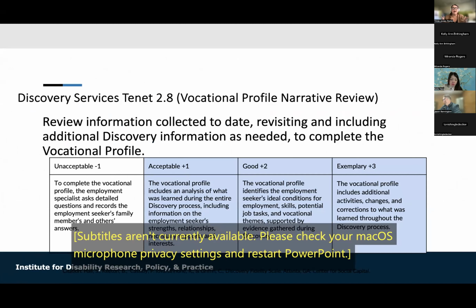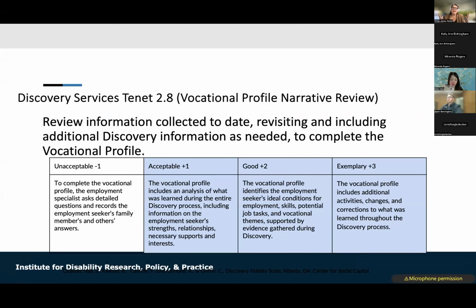This is the vocational profile and narrative review. We're going to talk about how we distill all the information that's in the staging record, and we put that into the profile, and then we take that information and create the visual representation. So these two are all together in this tenant.